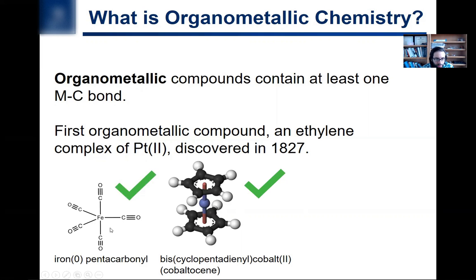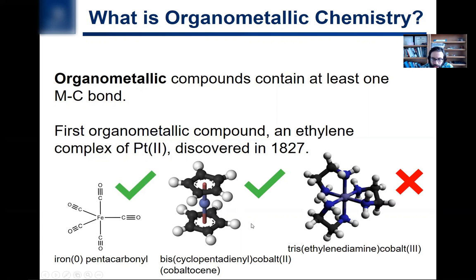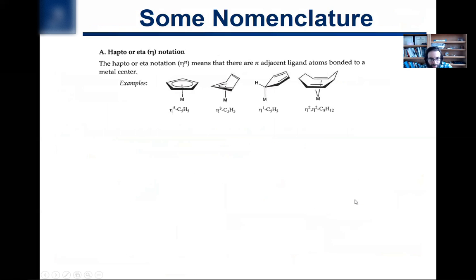So iron pentacarbonyl would be an example of an organometallic compound because you see a metal-carbon bond. This one, called cobaltocene, with the cyclopentadienyl ligands, is an organometallic compound because you have a metal-carbon bond. Something that wouldn't be considered organometallic would be this cobalt complex, which, yes, contains carbon and contains a metal, cobalt, but there are no cobalt-carbon bonds. It's bonded through a nitrogen. So we would call that more of a classical coordination complex, like we went over in chapters 5 and 6, and not an organometallic compound.